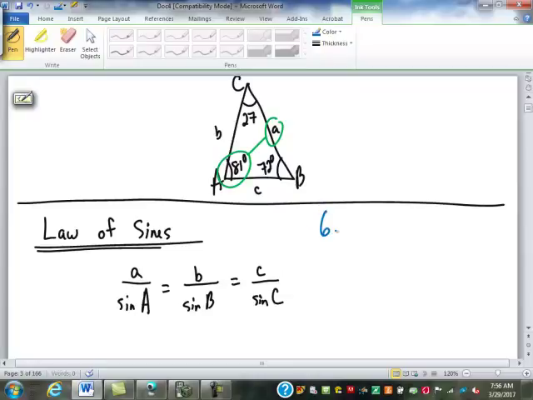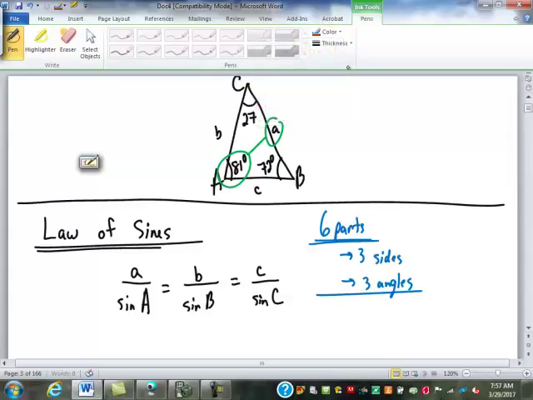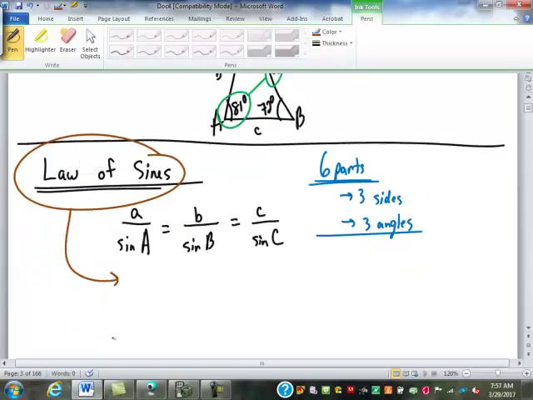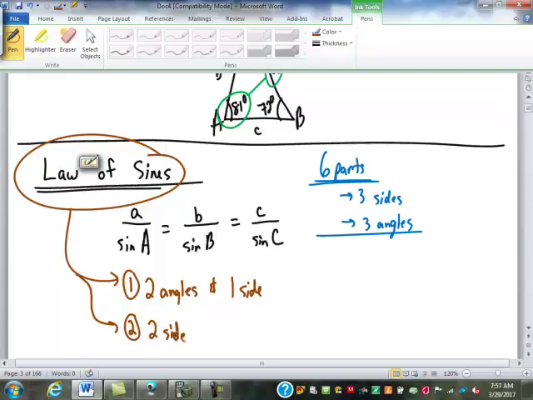Now remember, a triangle has six parts. Three sides, three angles. We can use law of sines if we know one of two sets. If we know two angles and one side, we can always use law of sines, partly because if we know two angles, we always know all three angles. If we know two sides and one angle, the angle has to be opposite one of the sides.